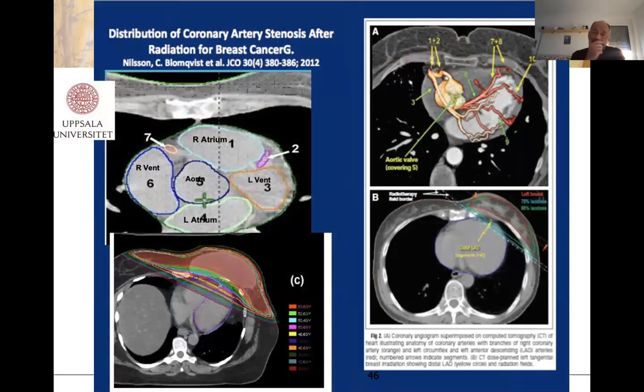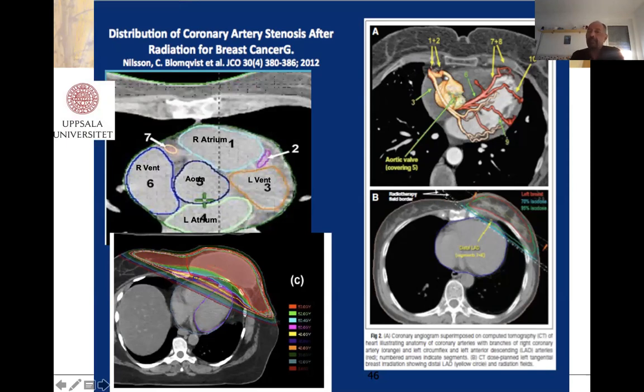Actually, one of the organs at risk in breast cancer therapy, especially for left breast cancer, is the heart. You see that normally the treatment, like you see here in panel C, is given by two tangential fields that give this kind of treatment plan here. The heart is unavoidably in the field.